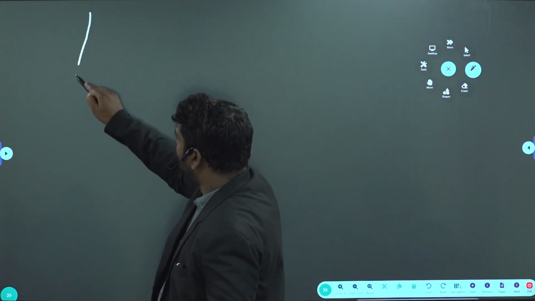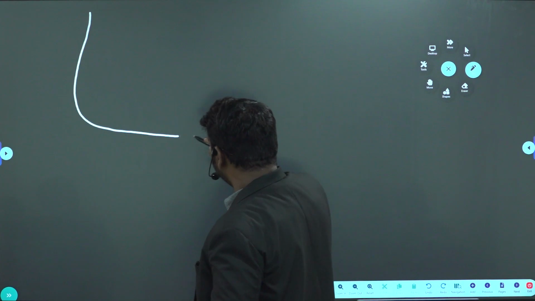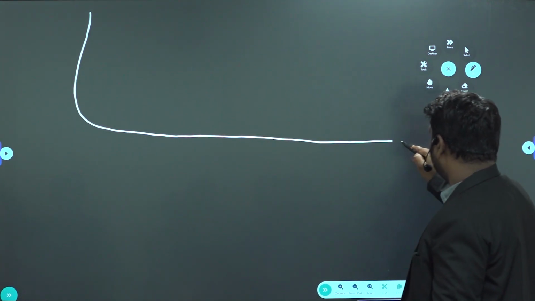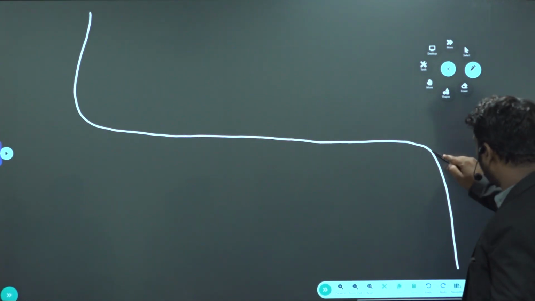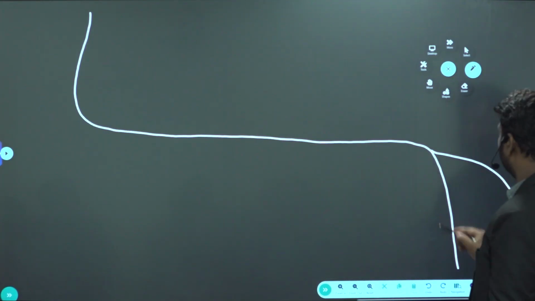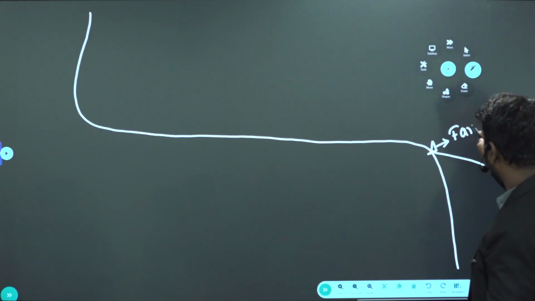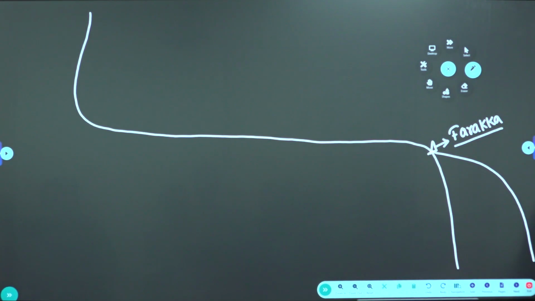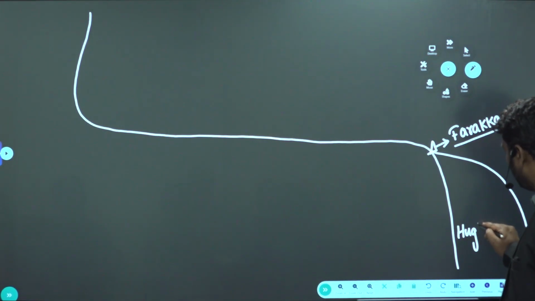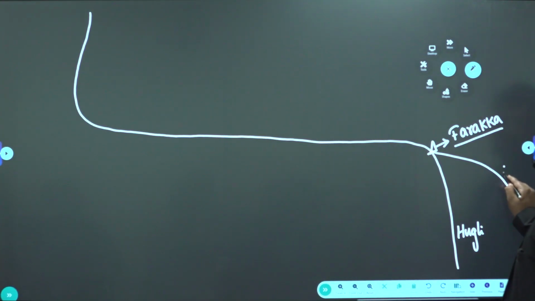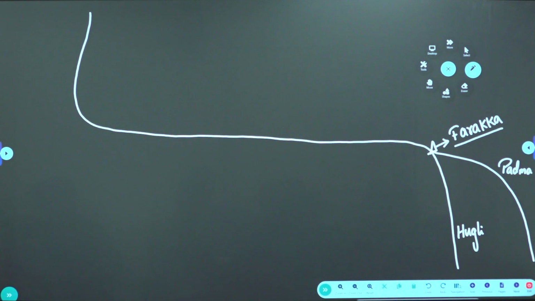Ganga flows north to south, turns near Rajmahal Hills, and at Farakka barrage splits into 2. This part where it splits into 2 is known as what? Farakka barrage. And in India, it will be known as Hooghly River, and in Bangladesh, it's known as Padma River.